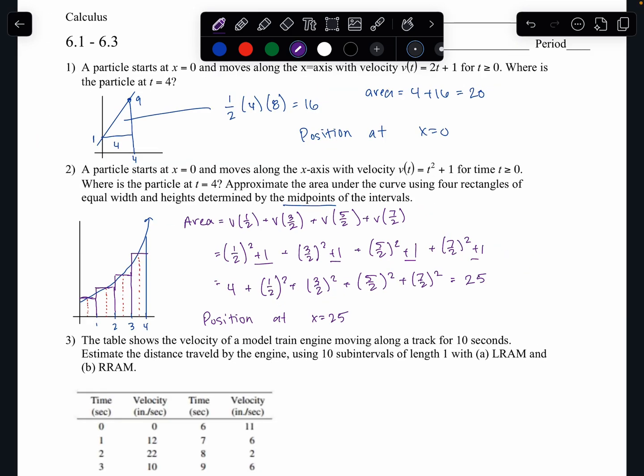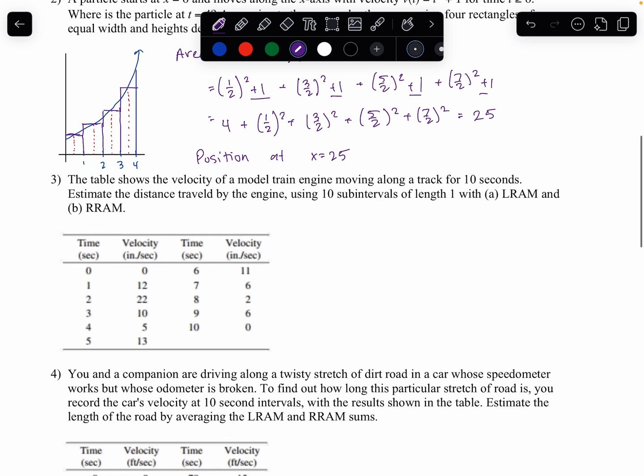Okay. For 3, the table shows the velocity of a model train engine moving along a track for 10 seconds. Estimate the distance traveled by the engine using 10 subintervals of length 1, so that's nice right there. That means each base of my rectangle is going to be 1, which I don't really have to do anything for my calculations. So with LRAM and with RRAM.